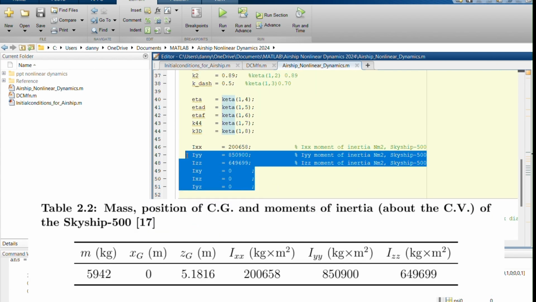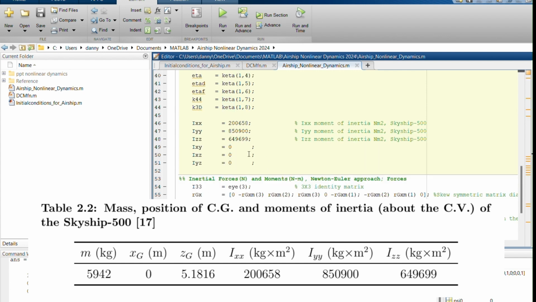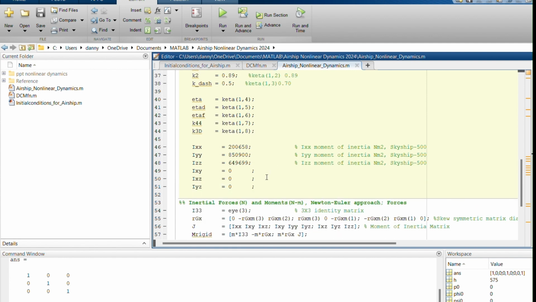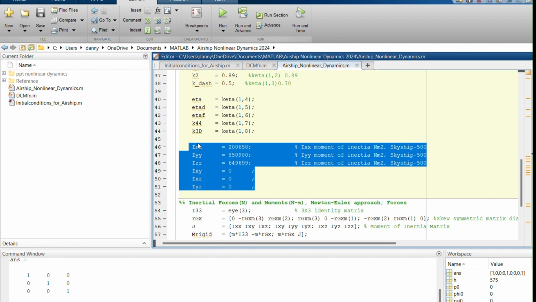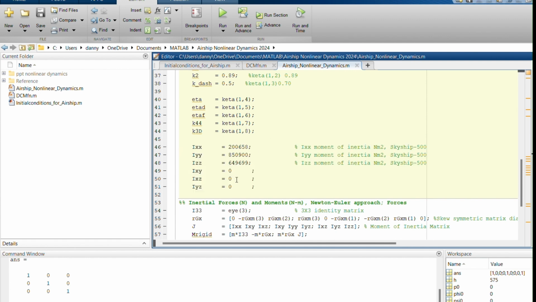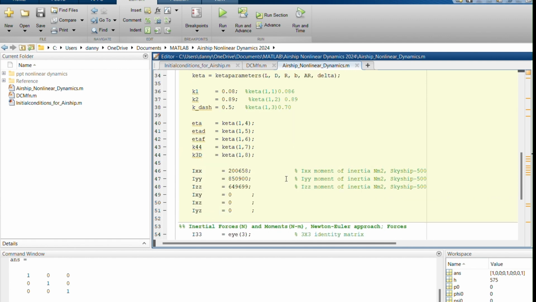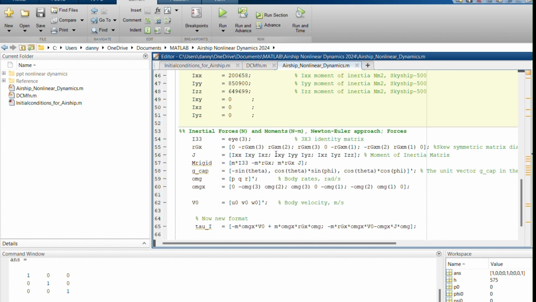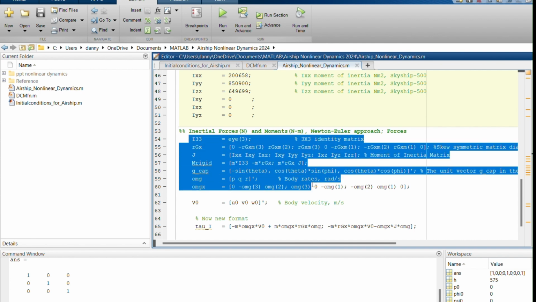Now other constants are the inertias of the airship, which are in the x, y and z directions, as well as in the xy, xz and yz directions. So these are all the constants we need in our case, and you can directly use these constants, or you can collect them for your vehicle and put them over here, and based on this your dynamic response will come. Now after defining these constants, we can directly estimate these inertial forces and moments.